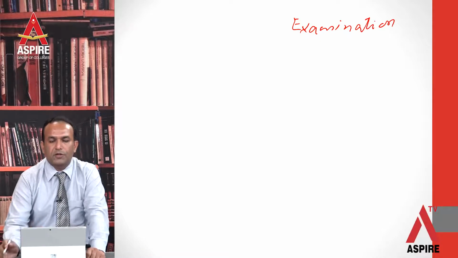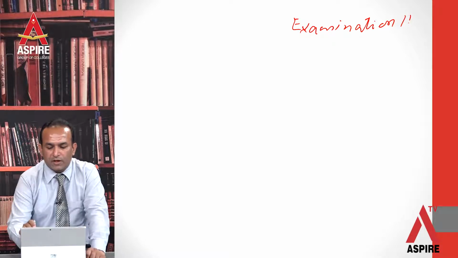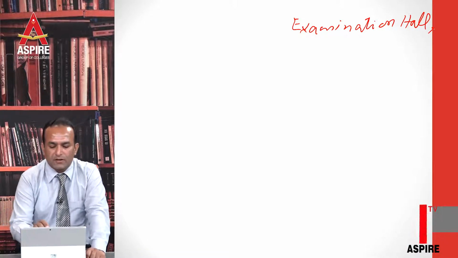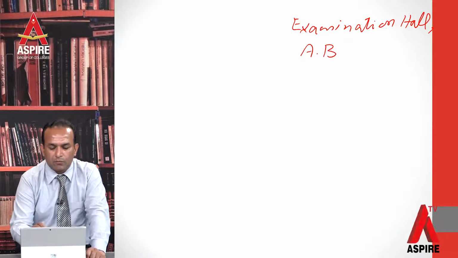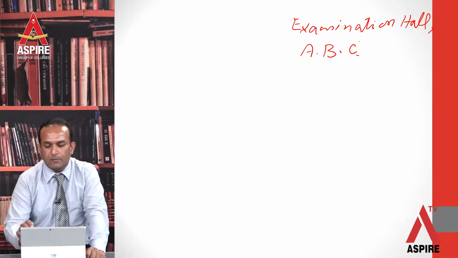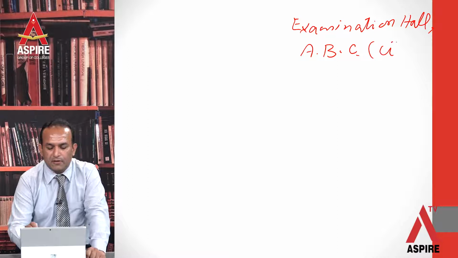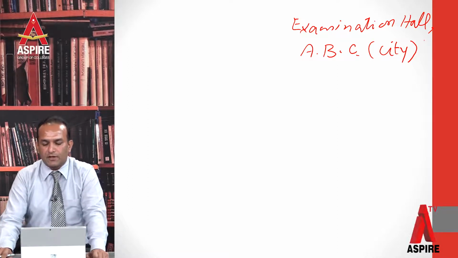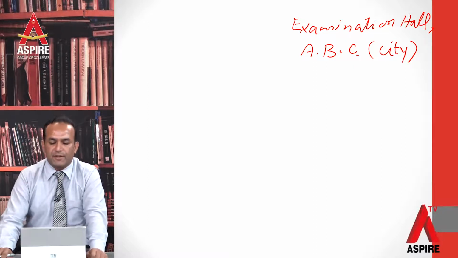In Examination, E is capital, in Hall, H is capital. And after this, there is a comma. And then city ABC with variables like A, B and C. These variables are followed by a full stop and then city in parenthesis. And after these two lines, one line is blank and then comes the date line.